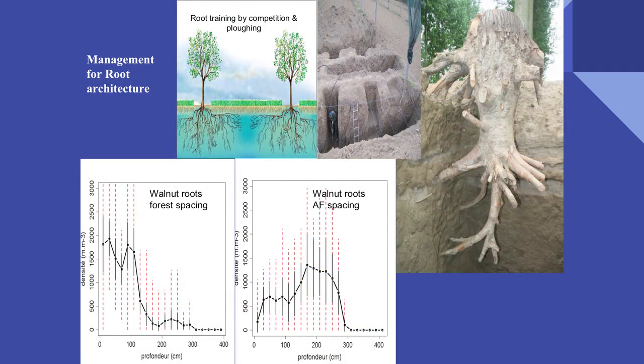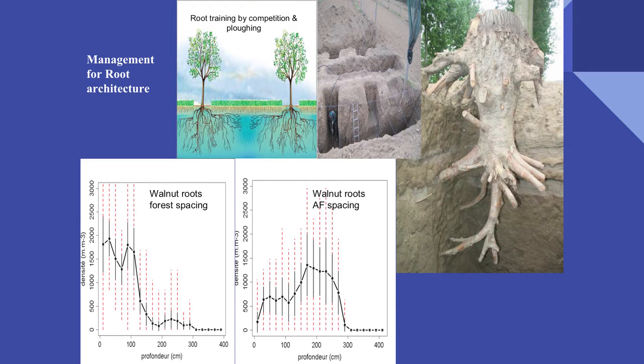Another variable that is controlled is how to manage the competition between the roots of the tree and the roots of an arable crop in this case. Because what you want to do is ensure that the roots of the trees are growing underneath the rooting zone of the crop.